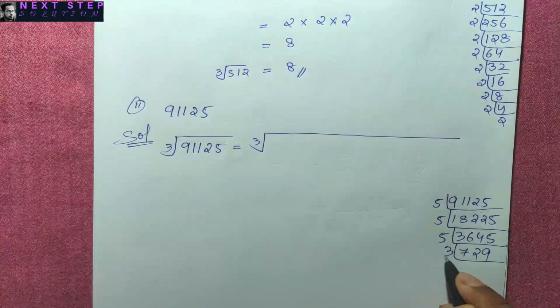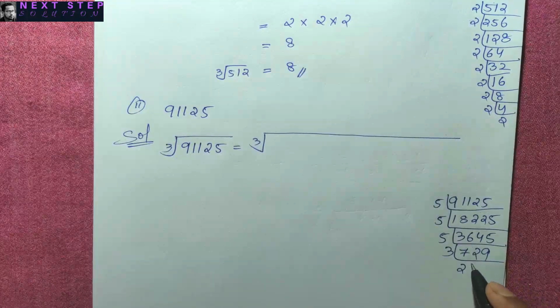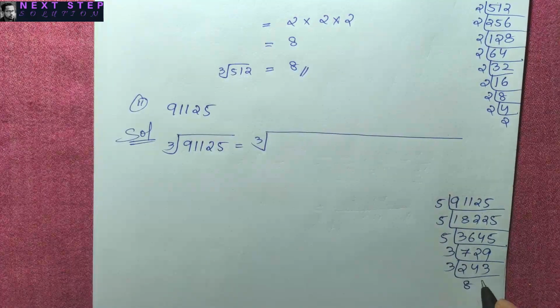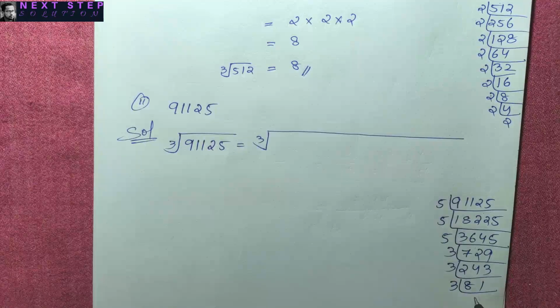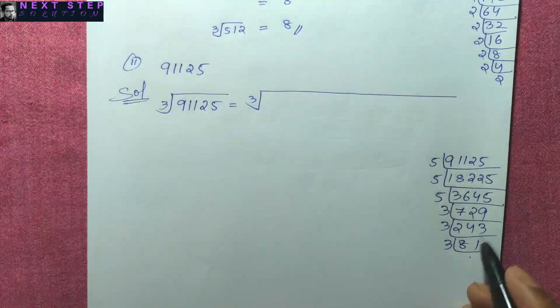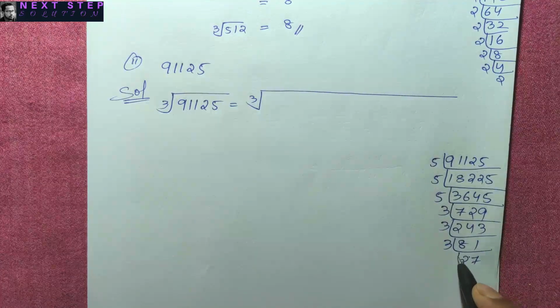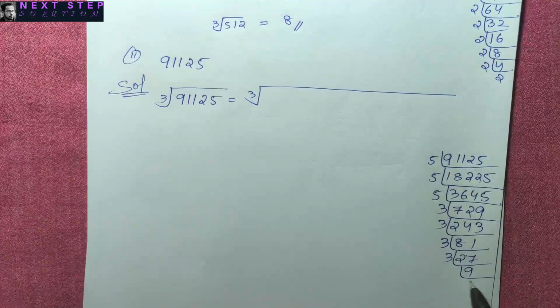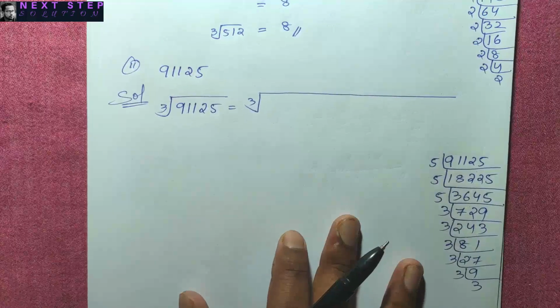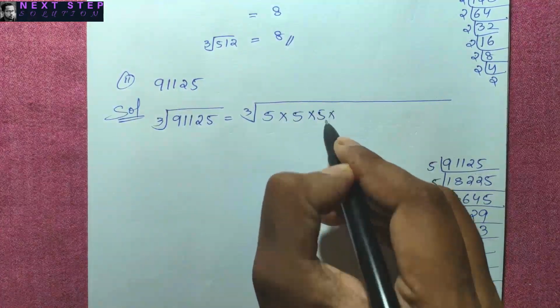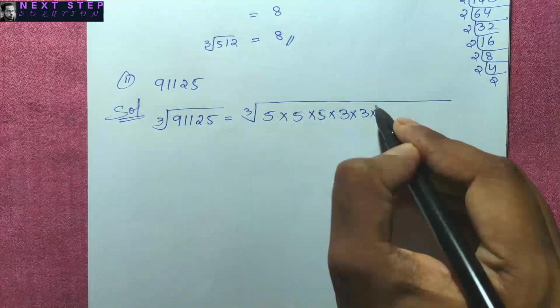This comes in the table of 3. 3 twos are 6, 3 fours are 12, 3 threes are 9. With 3 again, 3 eights are 24, 3 ones are 3, then 3 nines, 3 twos are 6, 3 sevens are 21, 3 nines are 27, and 3 threes are 9. So these can be written as 5 into 5 into 5 multiplied with 3, 3, 3.